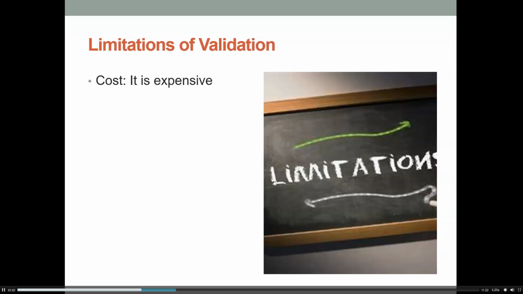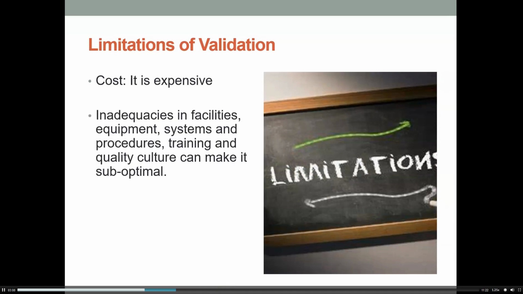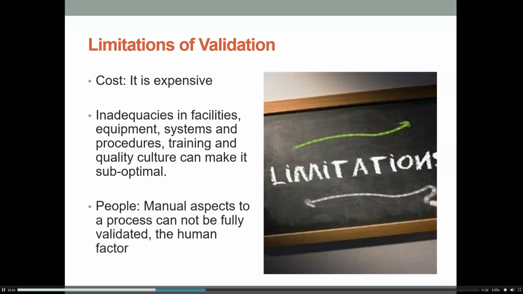The limitations then of validation. Well, first of all, the cost of it. It's very expensive to do. Secondly, you might have inadequacies in your facilities, in your equipment, systems, or procedures and training. You can have issues there with the actual ability of any of those things to perform to the level that you want them to, and that can make your validation suboptimal.